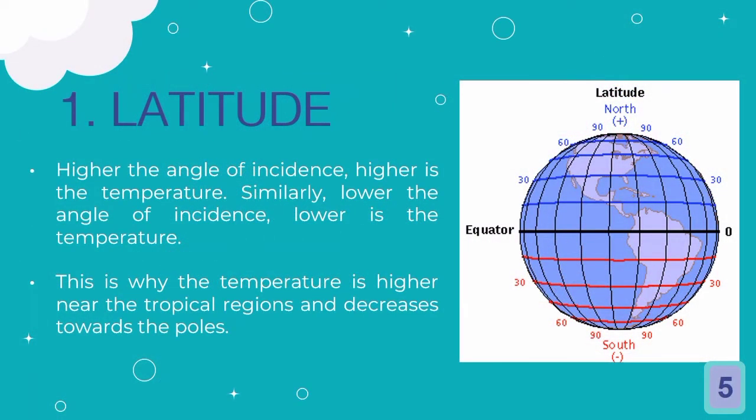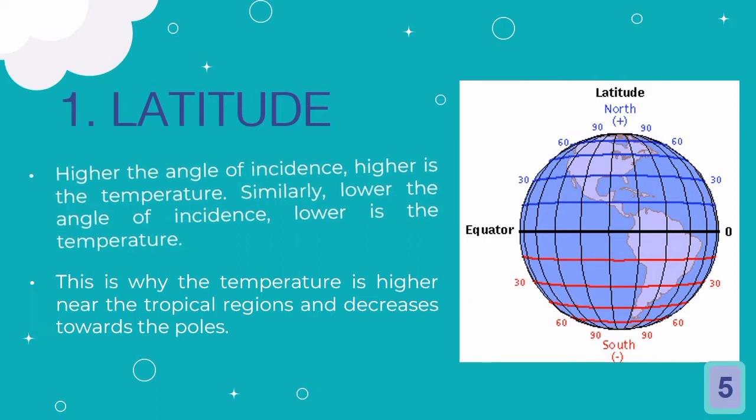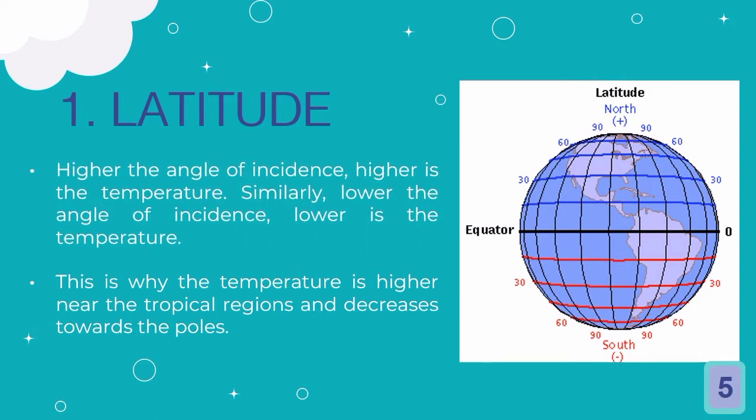So, number 1 is latitude. Higher the angle of incidence, higher is the temperature. Similarly, lower the angle of incidence, lower is the temperature. This is why the temperature is higher near the tropical regions and decreases towards the poles. So, as shown in the picture, the red lines on the globe are what we call latitude.